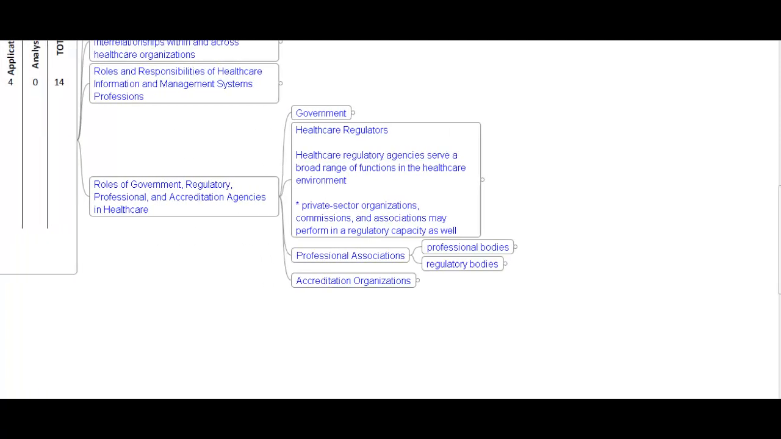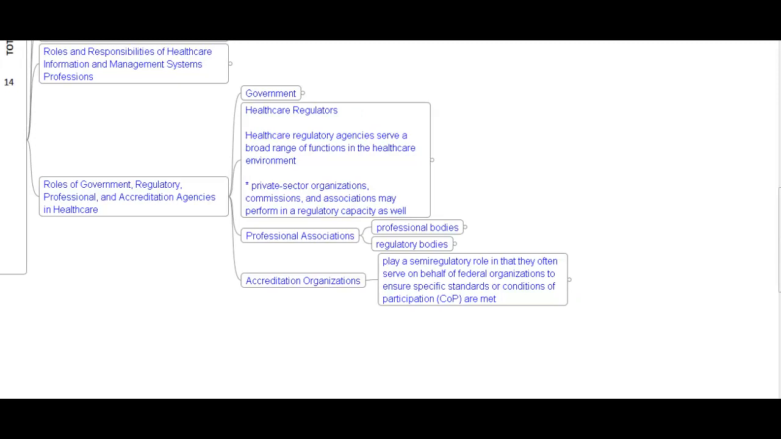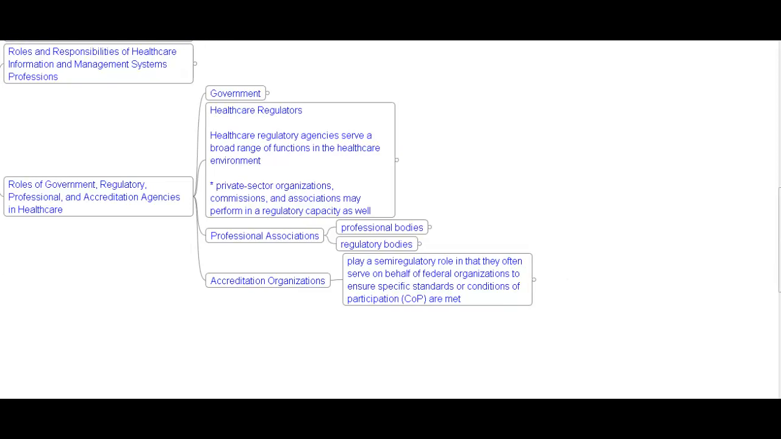Now let's see the accreditation organizations. Accreditation organizations play a similar role in that they often serve on behalf of federal organizations to ensure a specific standard or conditions of participation, COP, are met.